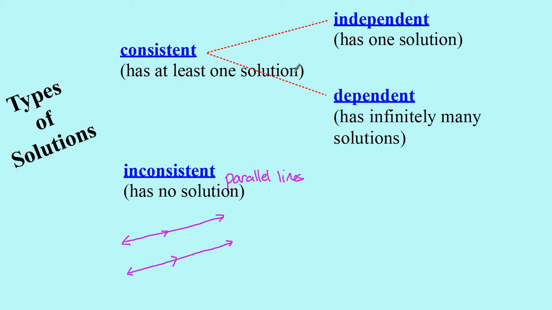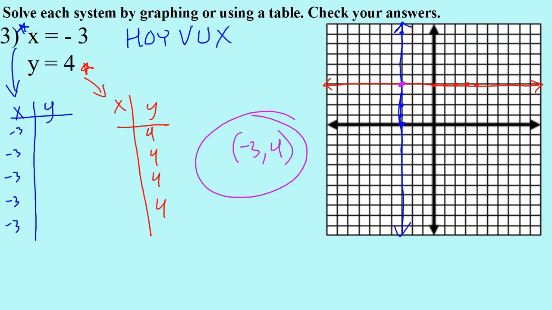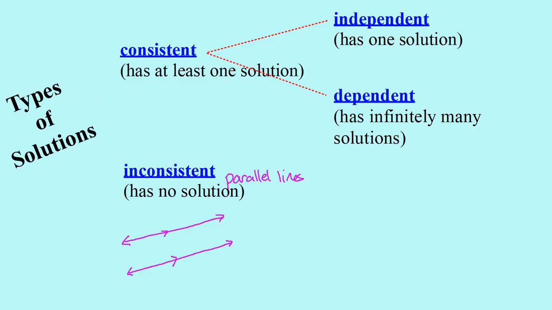Consistent means it's going to have a solution. Now we can be more specific. We can say it's independent or dependent. Independent has one solution. We've certainly done that, right? We've had one solution. All of these graphs have one point of intersection. So they have something like this. That's independent.